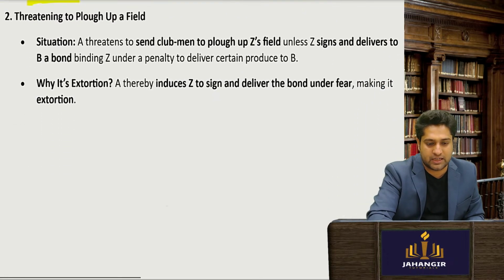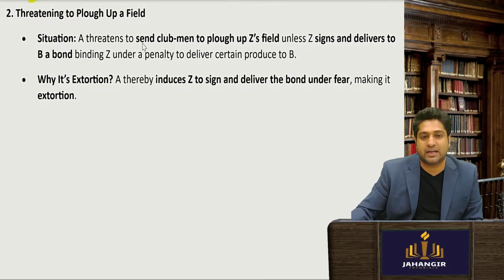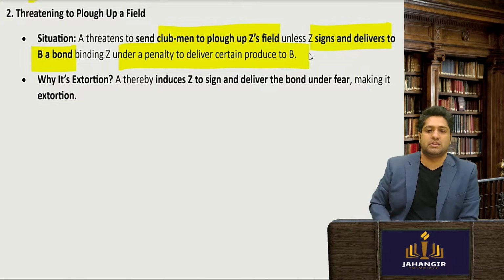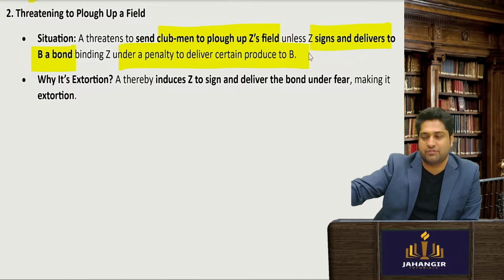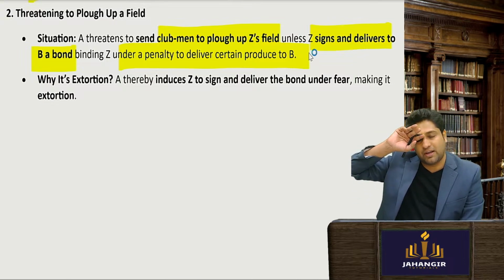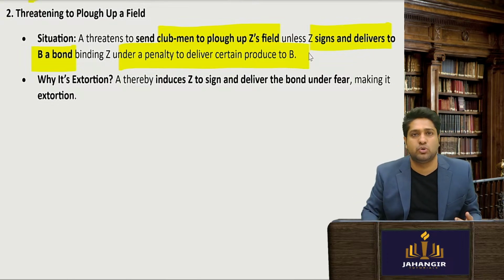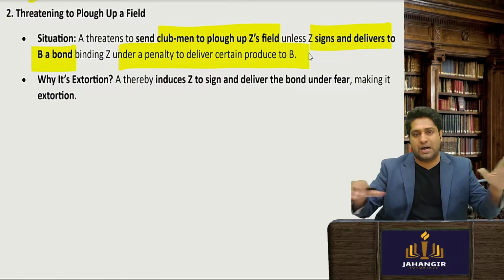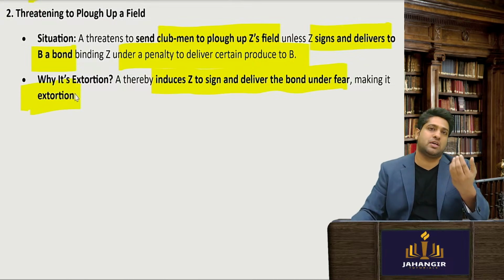Next, threatening to plow up a field. A threatens to send clubmen to plow up Z's fields unless Z delivers a bond to them under a penalty to deliver certain goods to B. Listen, I will send goons, I will send hitmen. If you don't give me, they'll come and they'll shoot you, your child, and they'll destroy your entire farm also. And then he gets scared, and he signs and delivers a bond under fear. It is said that extortion has been done.